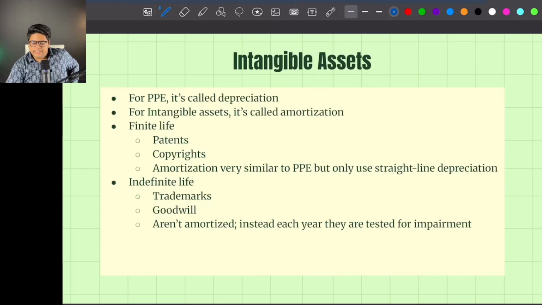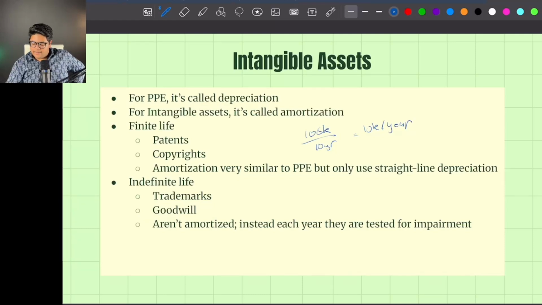There's two kinds of intangible assets. One with a finite life, for example, a patent or a copyright. Patents are usually done per year. Let's say you have a patent for a new technology and you can use it for the next 10 years and you bought it at 100K, then effectively your amortization cost per year is the 100K divided by 10 years equals 10K per year.